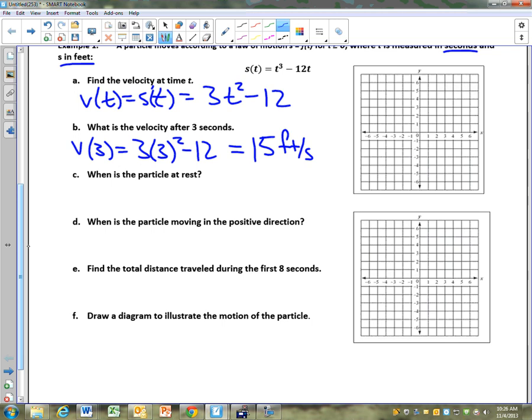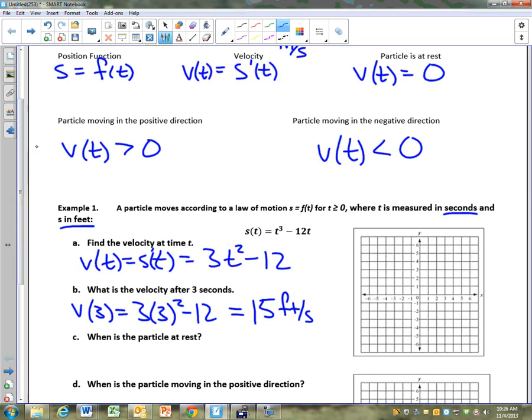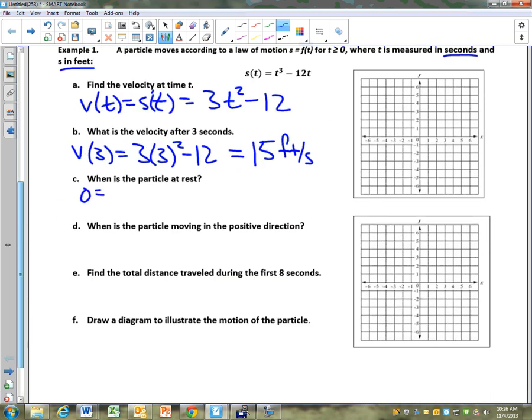When is the particle at rest? How do I find that? Look at our notes. We say that we take the derivative and set it equal to 0. So the velocity function, we take it and set it equal to 0. So we have 0 equals 3t squared minus 12. Does that factor? Yes. 0 equals 3 times t squared minus 4. Does t squared minus 4 factor? So, what are my solutions?